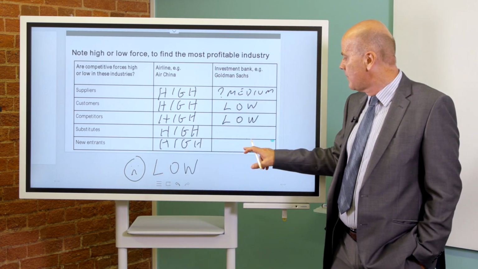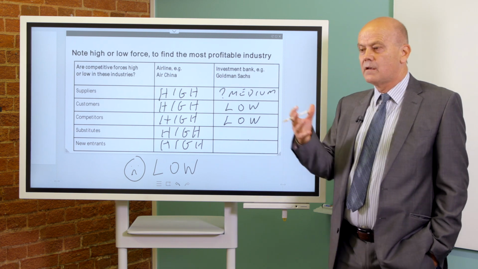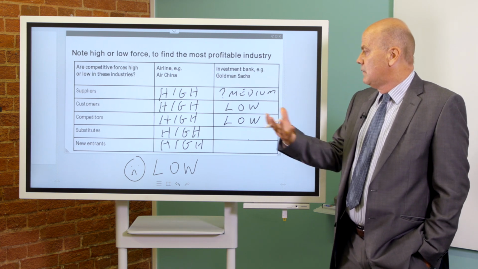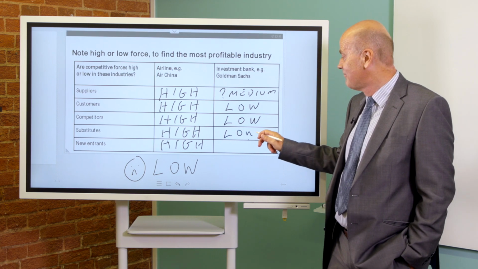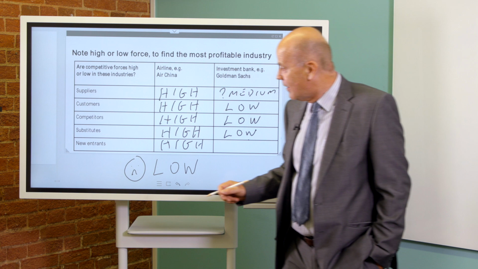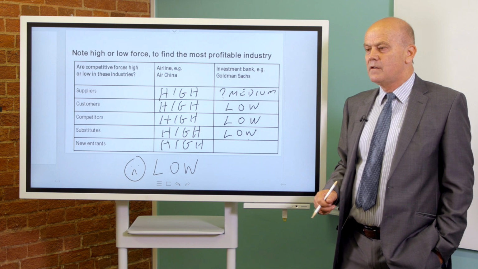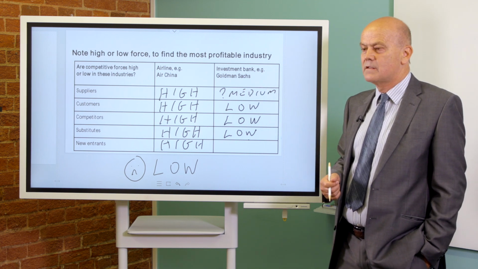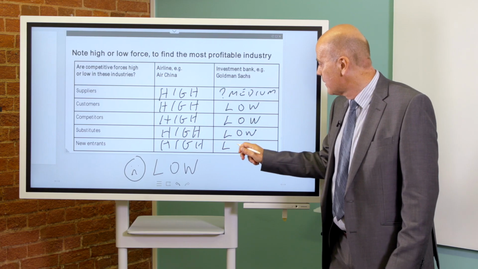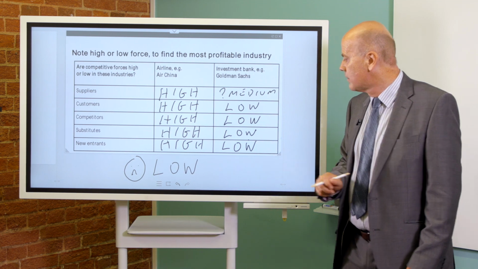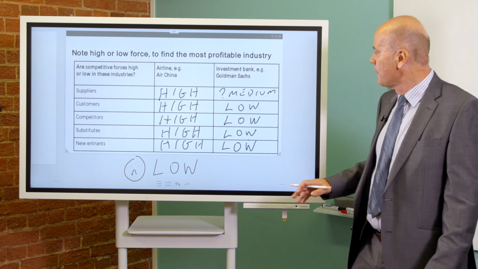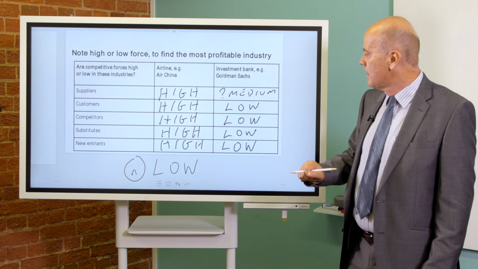Substitutes. Now, if you want to have some investment banking done, is there anywhere else you can get it done? Not really. Things are looking good so far. New entrants. Now, have you seen lots of new banks set up every year? Do you think it's a common thing? Definitely not. A lot of these banks are like 100 years old or 200 years old. So they're generally quite old, aren't they? So we have medium, low, low, low, low.